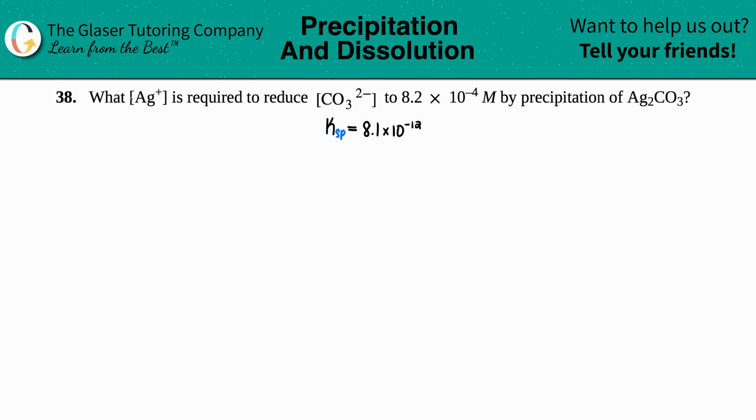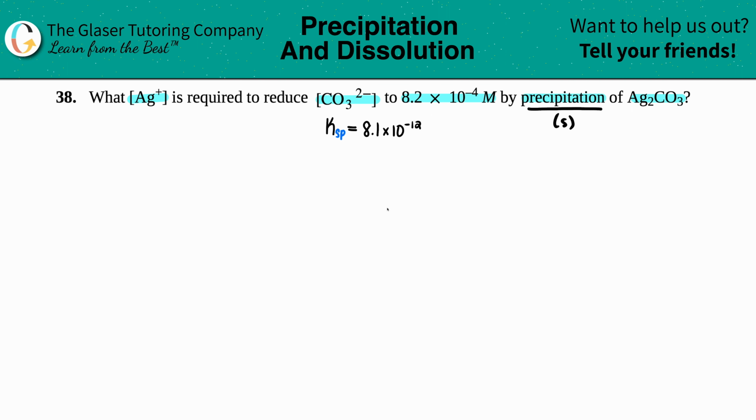38. What Ag+ concentration is required to reduce the carbonate ion concentration, CO3 2-, to 8.2 times 10 to the negative fourth molarity by precipitation of Ag2CO3? Okay, so we're talking about precipitation, right? We're given a compound. Anytime that we're making a precipitation, that just means that we're forming a solid. We go to the Ksp equation, right?